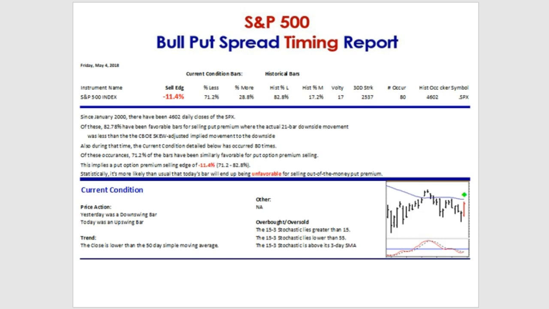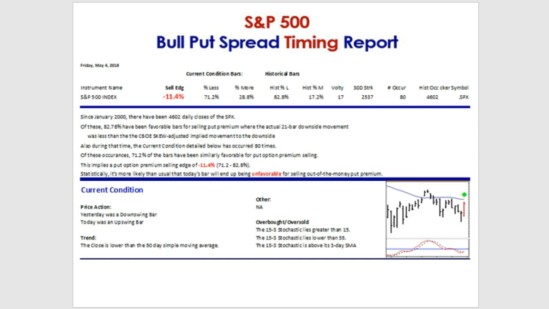82.7% of the bars have been favorable for selling put premium like this, where the actual 21 bar downside movement going at those puts was less than what the CBOE skew adjusted implied movement to the downside was. Okay, so the CBOE's published VIX value, when it's adjusted for the skew, implies a certain downside move through the option prices. 82.7% of the time, the market does not move down that far. Okay, it does not move down that far.